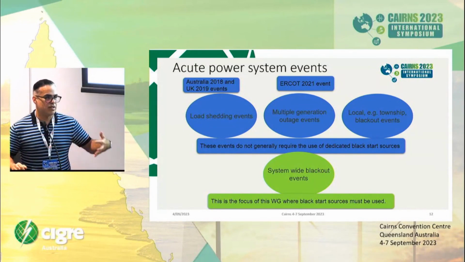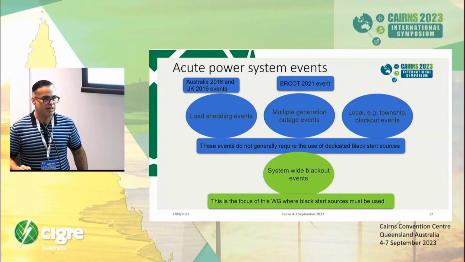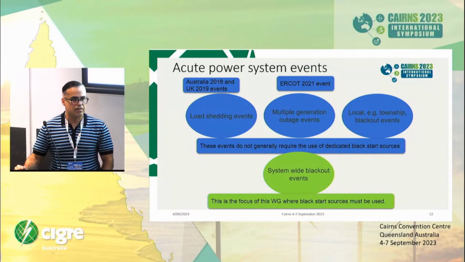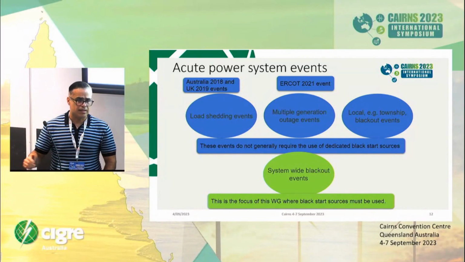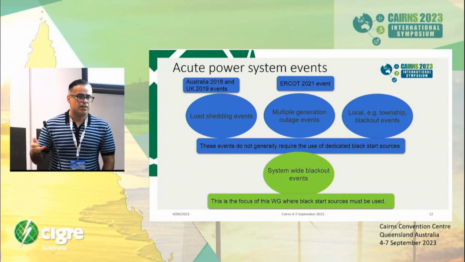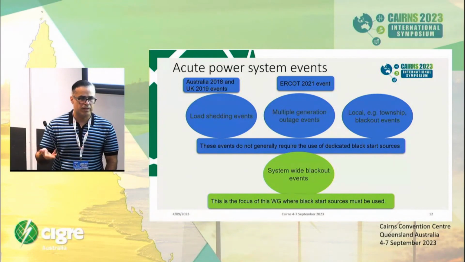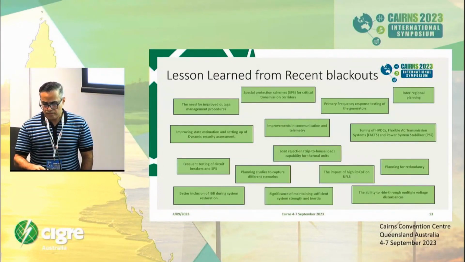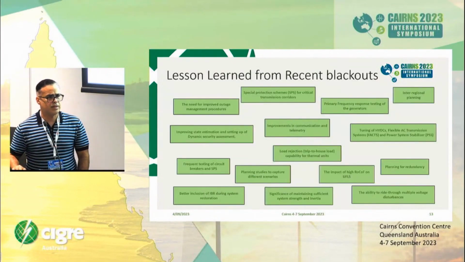So we are actually talking about events that we have highlighted, six or seven, such as in Australia, Brazil, India, Turkey, that involved the loss of a large part of the power system. Sometimes the whole lost part might be intact, sometimes part of it might be damaged. So these are the lessons learned from various blackout events.